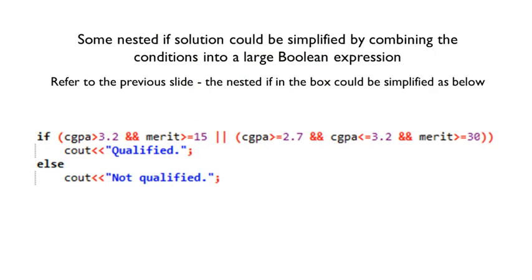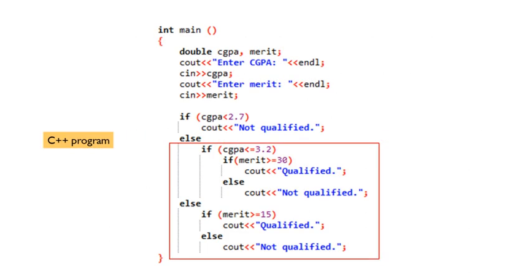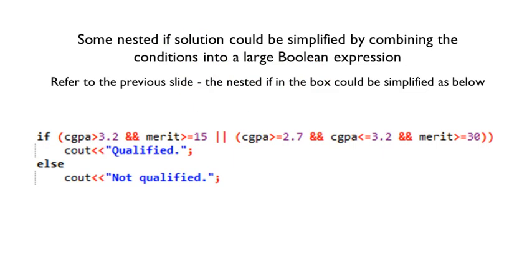So this is a nested if solution that could be simplified by combining the conditions into a large Boolean expression. You can refer to the previous slide. The nested if in the box could be simplified as below. So as you can see here, it is a combination of a few Boolean expressions in one condition. So it looks more simplified, simple compared to the previous code.